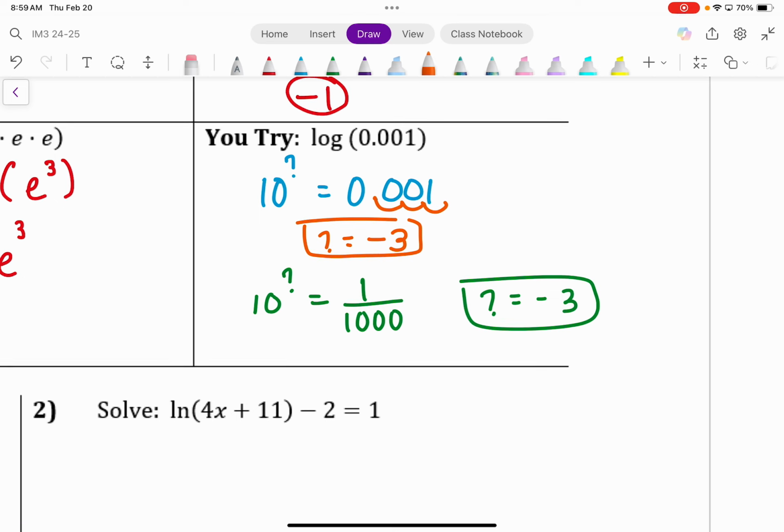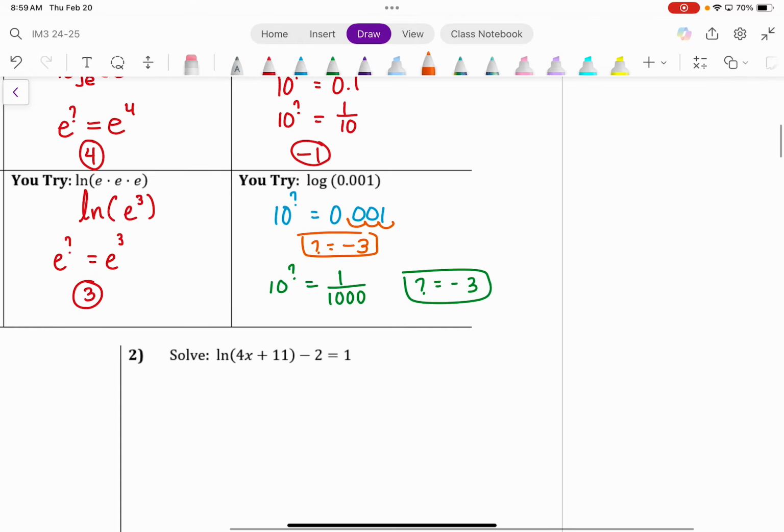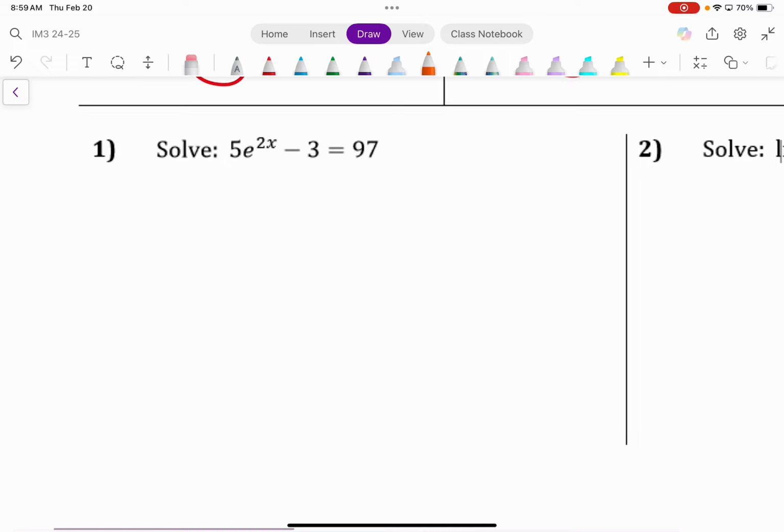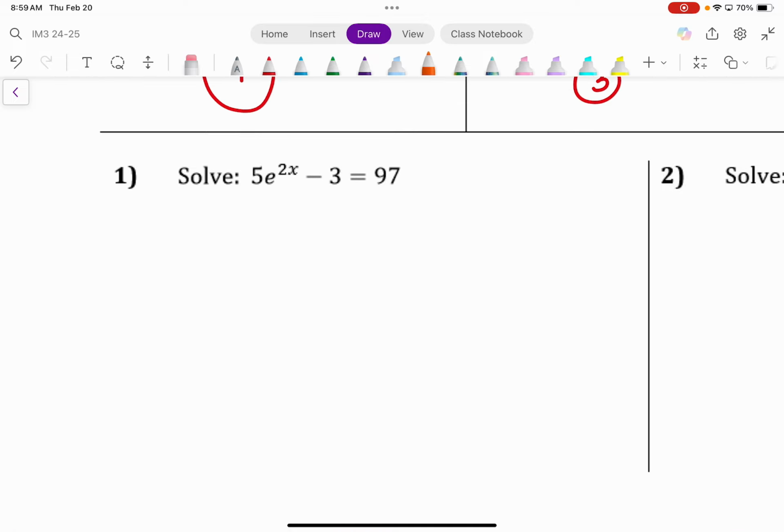Okay. All right. I believe we have 3 problems left to do, and then we should get started with the red light, green light. So let's look at this first example. Suppose we want to solve the following. 5e to the 2x minus 3 equals 97. Remember that to solve for x, we must solve algebraically using SATMAP. So we're going to go back to using SATMAP.